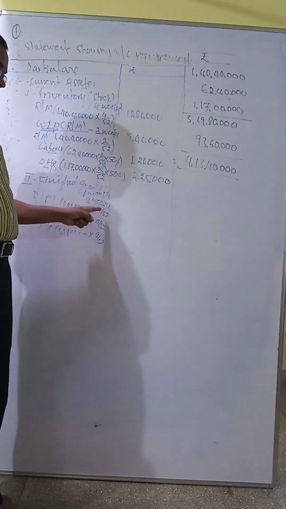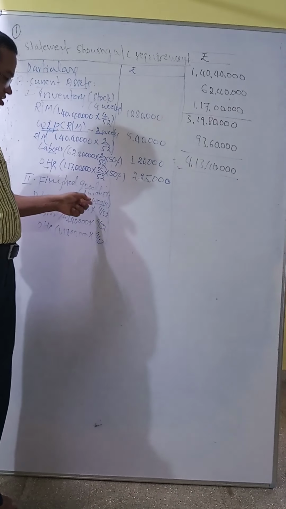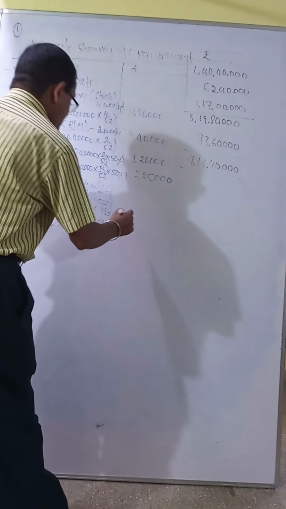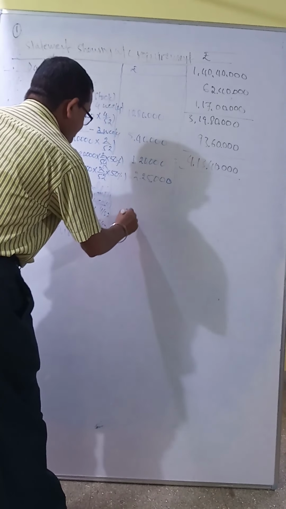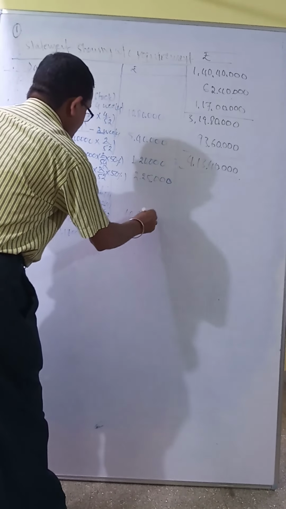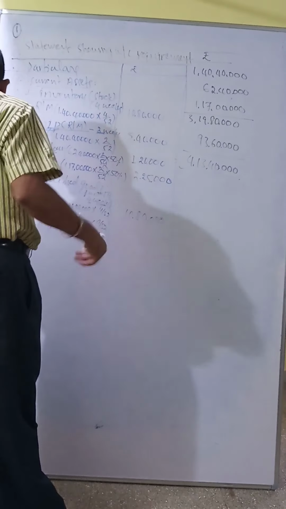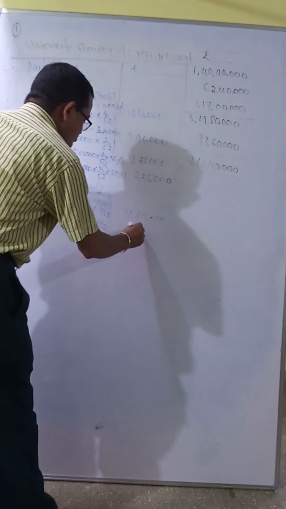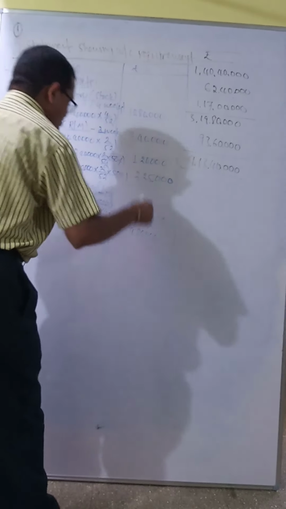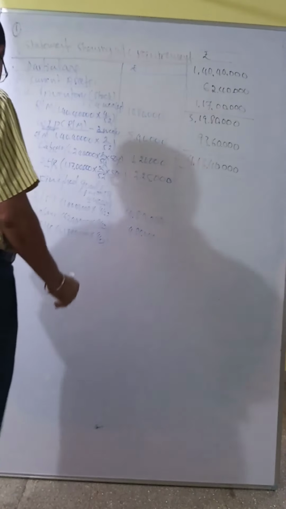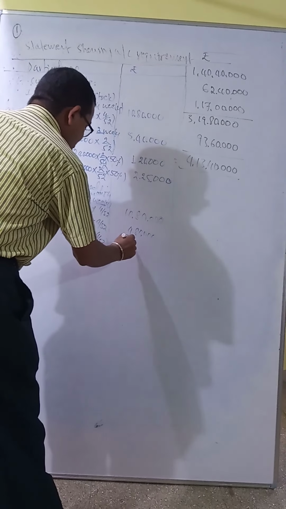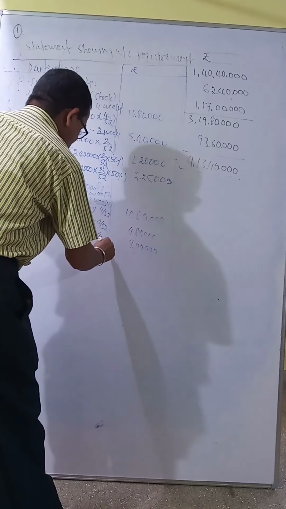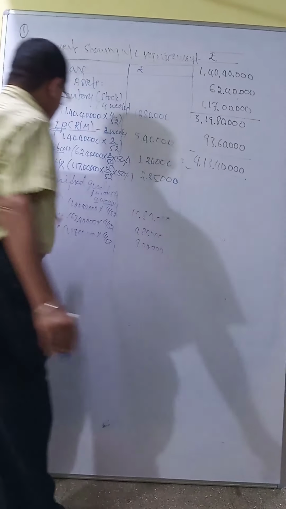See, out of 52 weeks, we want 4 weeks. That is, 1 month is nothing but 4 weeks. So multiply this into this. So raw material under finished goods is 10 lakh 80,000. Then labor is 4 lakh 80,000. Then overheads are 9 lakhs. So, understood?